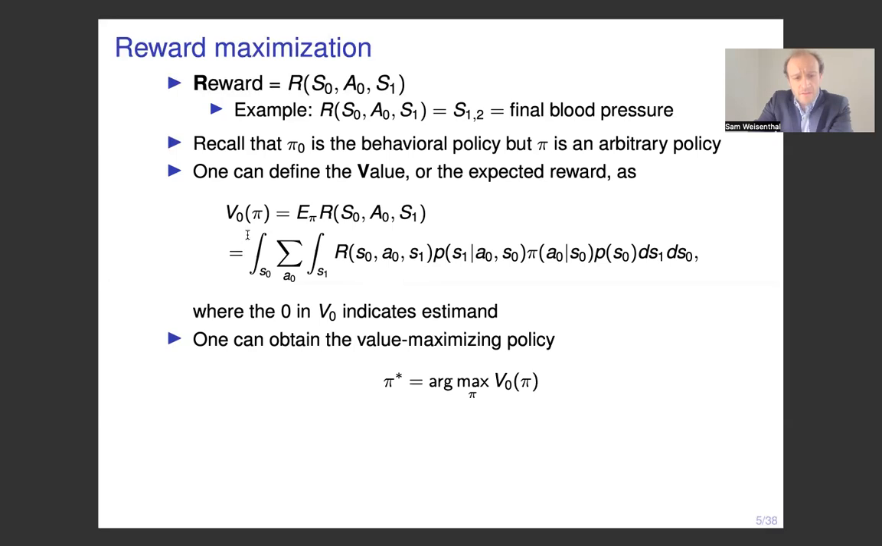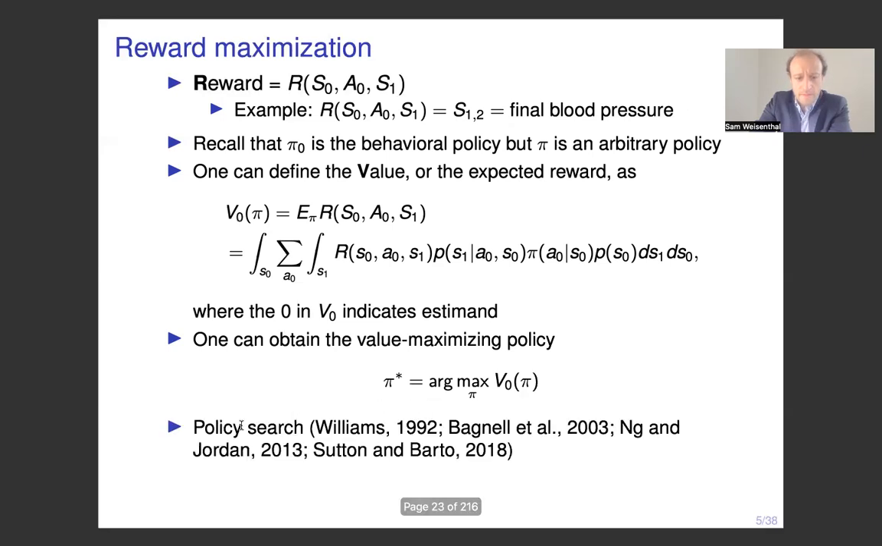Given this function for the expected reward, or the value of a policy, one can obtain the value-maximizing policy by finding the policy that maximizes value. This we'll, for example, call pi star. This might be the policy that maximizes the final blood pressure of the patient. This is known as policy search, especially in the computer science literature.